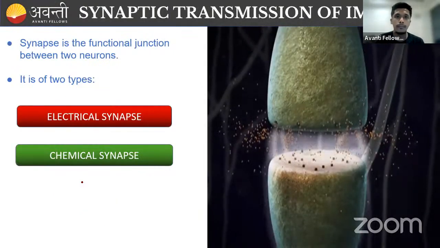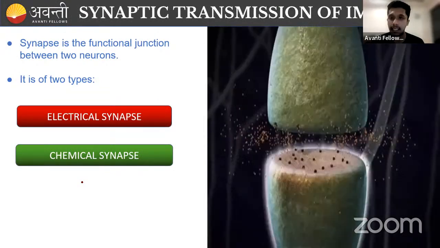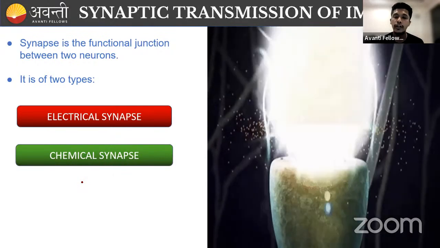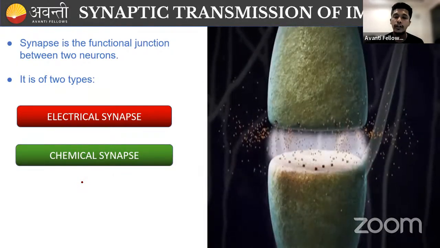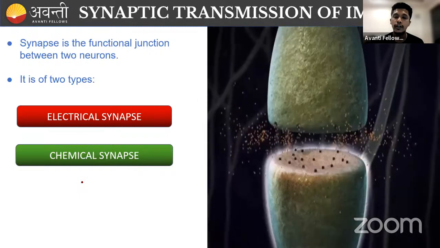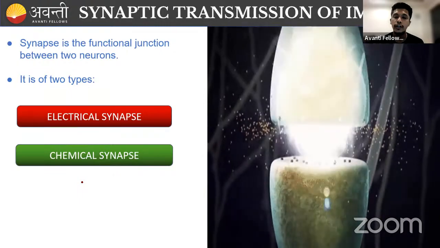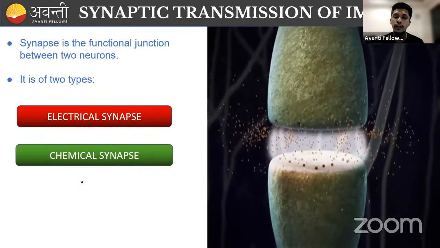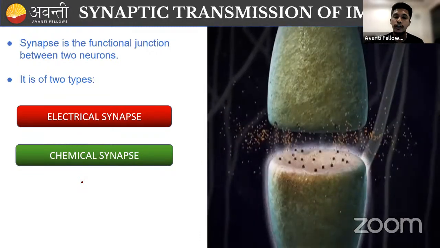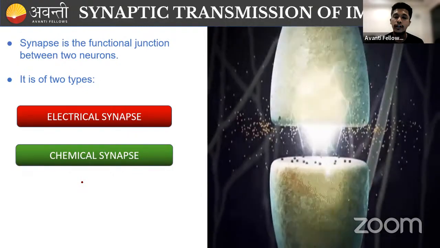So how does the transmission of this impulse take place? We saw what is happening in one neuron, and how the action potential helps in propagation of the impulse from point A to point B. Now we have to understand how the signal is transmitted from one neuron to another neuron. The transfer of signal from one neuron to another happens at the point where two neurons come together.